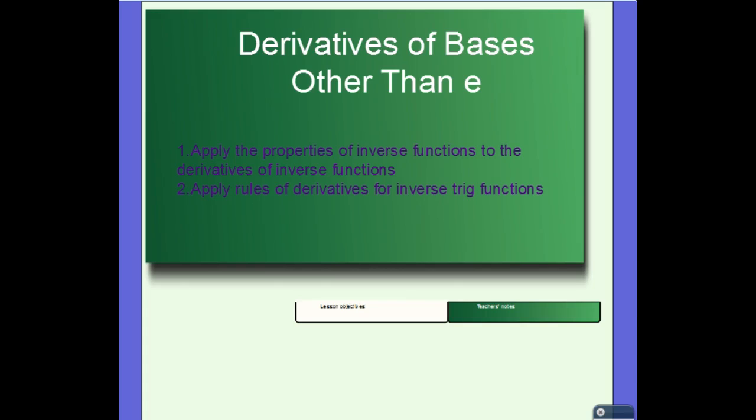Lesson 2-11. In this lesson we're going to be looking at derivatives of bases other than e, of course being the base of the natural logarithm, approximately 2.71. We're going to apply the same properties of inverse functions to these derivatives that we have seen previously, and we're going to see how we can also apply these rules for derivatives for inverse trig functions.